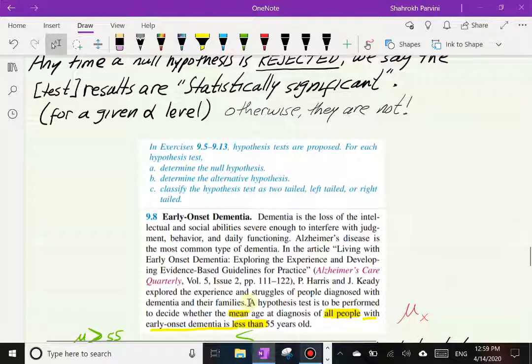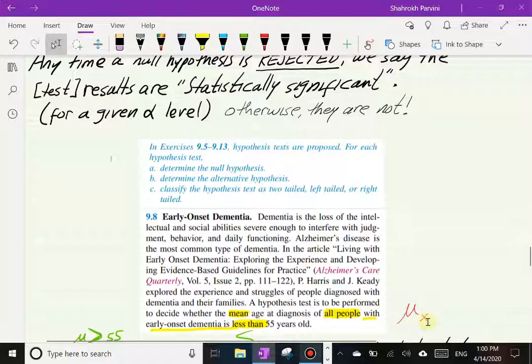Now here's the part that applies to what we want to do. A hypothesis test is to be performed to decide whether the mean, notice I've highlighted the keywords here for you, the mean age at diagnosis of all people with early onset of dementia is less than 55 years old. Well, the highlighted word mean tells me that we're doing this for mu. And why is it mu, not x bar, the sample mean? Because it's of all people. The mean of all people. That's what mu is.